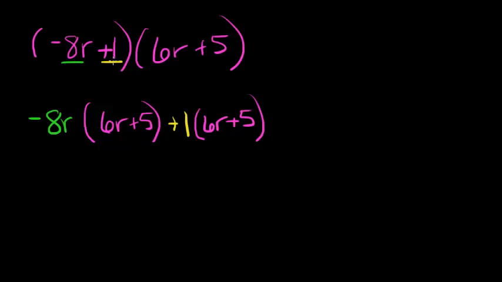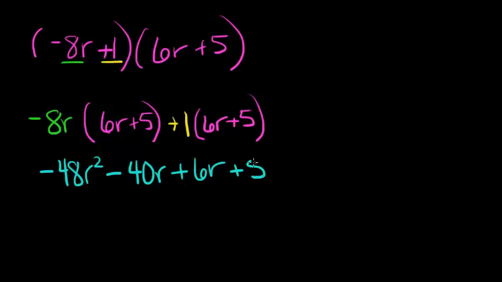And then we're taking the 1. If I had more terms, I would have a longer line here, but nothing else changes. So now, when we multiply, we're just distributing. Negative 8r times 6r is negative 48r squared. Don't forget, r times r is r squared. Negative 8r times 5 is minus 40r. Now we have to distribute the 1. 1 times 6r is plus 6r, and 1 times 5 is plus 5.